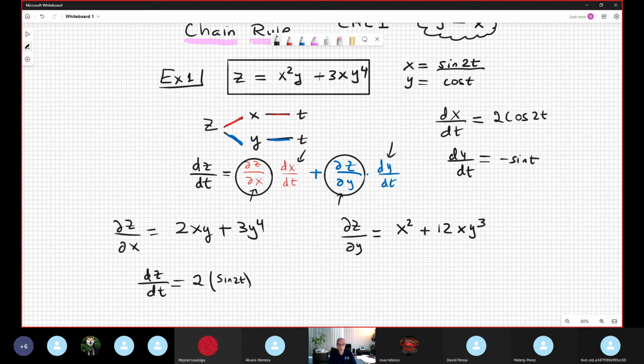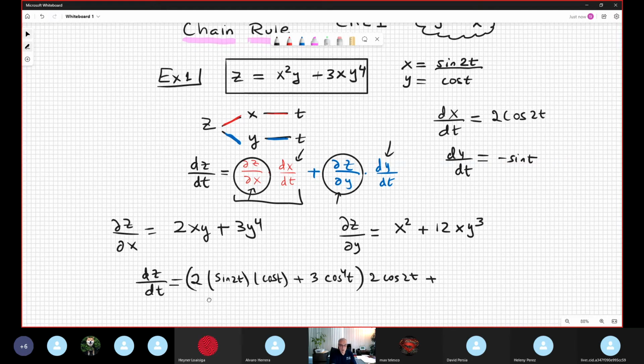Y, who is y? Cosine t. Plus 3 times y, which is cosine 4t. And now multiplying this by dx/dt, which is 2 times cosine 2t. The thing I don't want to do is the multiplication and combining like terms, but basically this is the idea, no? Plus, I did that part, or I try to do my best.